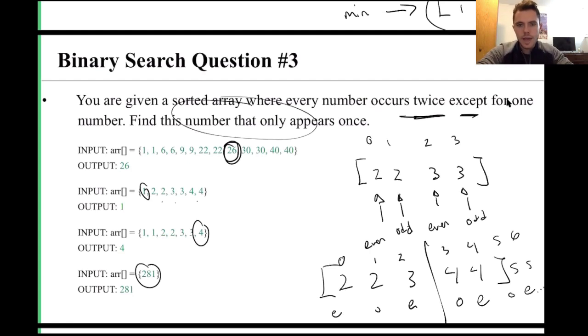So that's essentially how we want to go about this. We're going to search for the location where the indices flip polarity. We're going to search for the location where we start getting odd even instead of getting even odd.